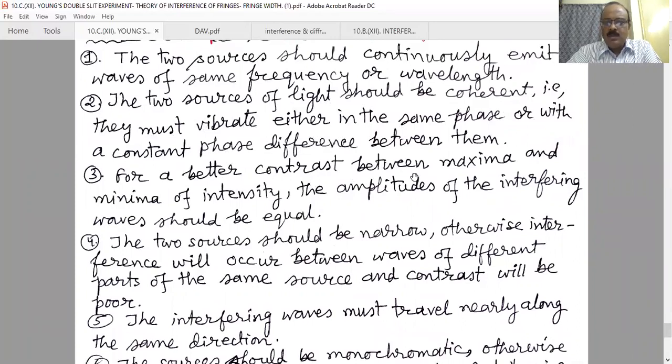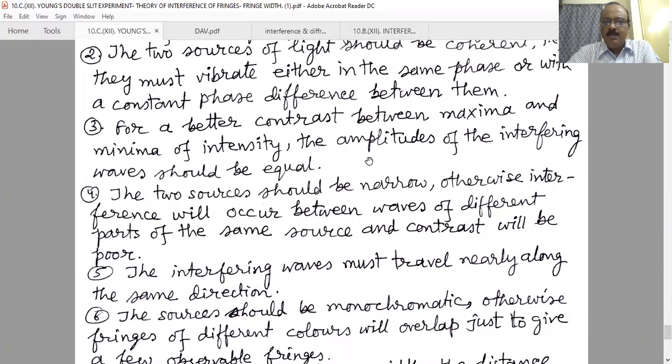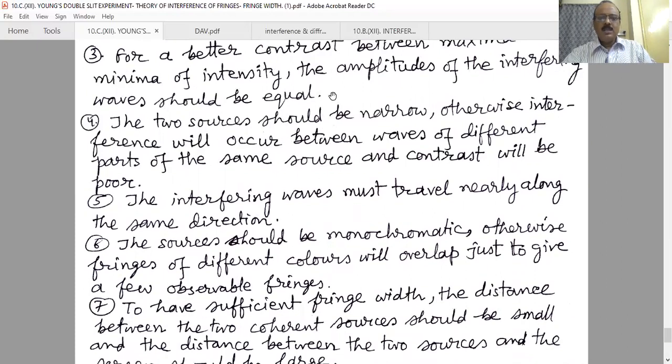Number three, for a better contrast between maxima and minima of intensity, the amplitudes of the interfering waves should be equal. That means if the amplitudes are not equal, then there will be a variation of the intensity, but you cannot get completely dark fringes, and there will be variations of the brightness on the screen, but the contrast will not be so good. So for better contrast between the maxima and minima of intensity, the amplitudes of the interfering waves should be equal. Generally, in the interference pattern of Young's double slit experiment, we consider the intensities of the two waves coming from S1 and S2 to be equal.